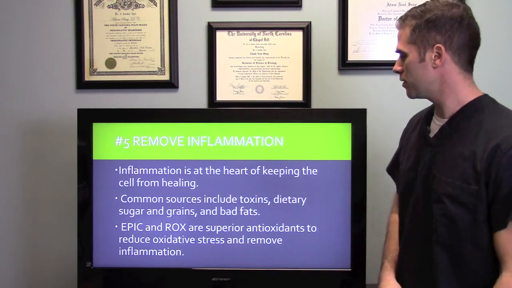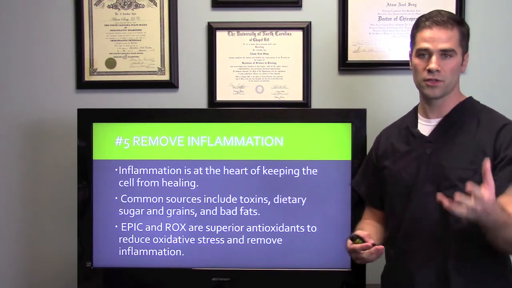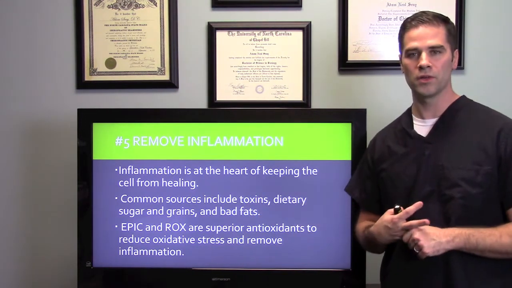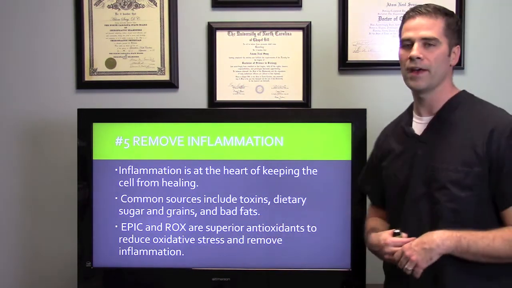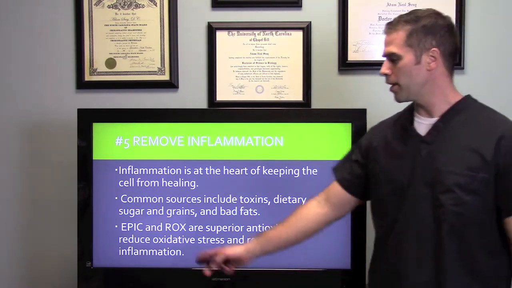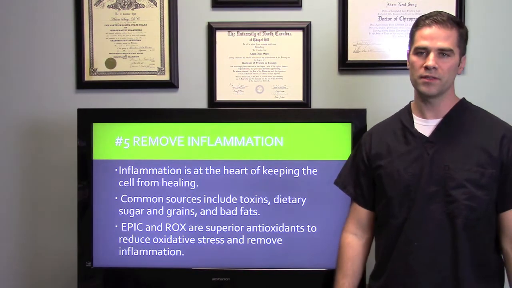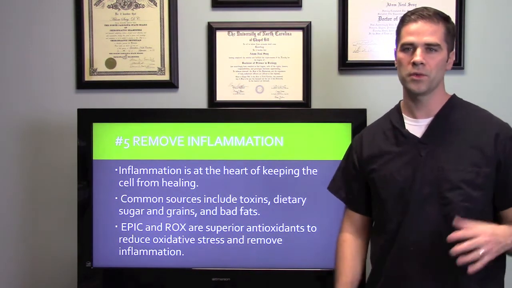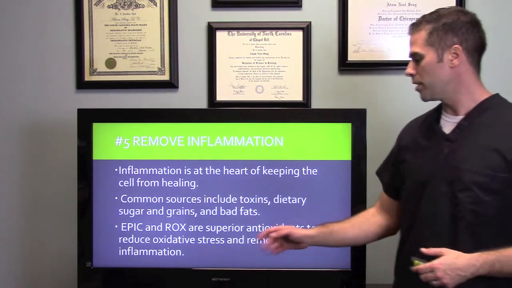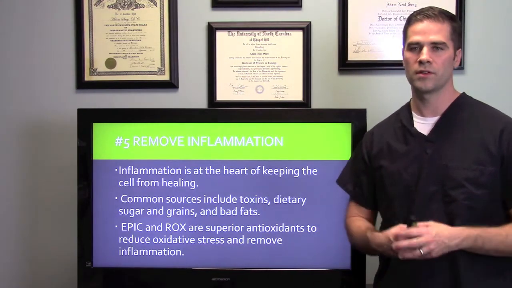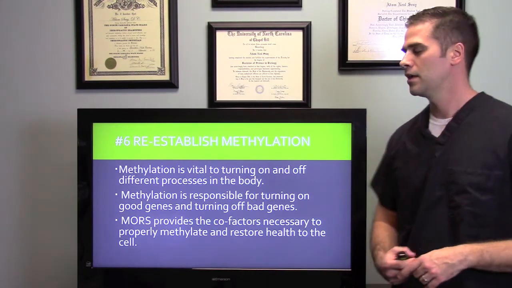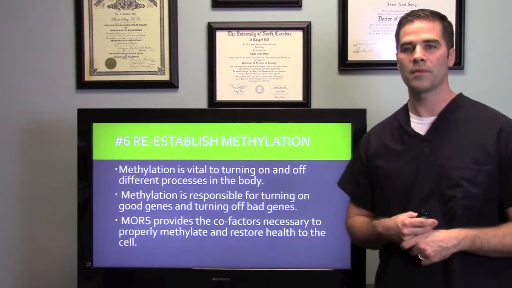So the common sources include toxins, biotoxin accumulation from Lyme and mold. We can have dietary sugar and grains can really generate a lot of inflammation, and bad fats. So those are some things we have to really work on to get you well. Two products that we use quite often to decrease inflammation, and we use a whole host of other ones, I'm just giving you an example. Epic and Rox are superior antioxidants that help to reduce the oxidative stress that the body's under and helps to remove inflammation. The sixth thing we want to do is reestablish methylation.